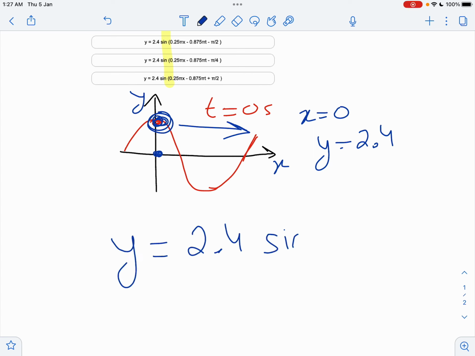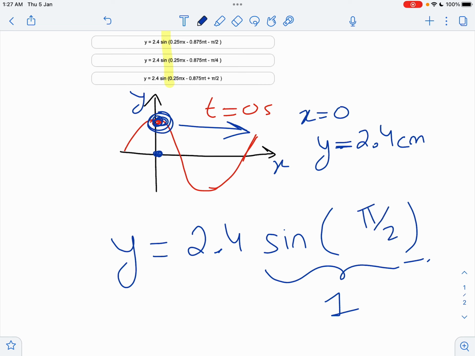This means the sine of anything here should become 1. 2.4 times 1 will give you 2.4 centimeters. So sine of what angle will give me 1? This one should be pi by 2. Sine of pi by 2 is 1.